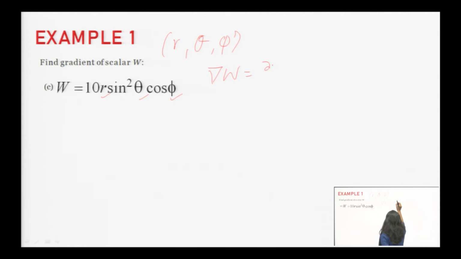dw by dr ar plus dw by d theta a theta, here as theta is an angle, we need to multiply by a factor, that is 1 by r, again plus dw by d phi a phi.